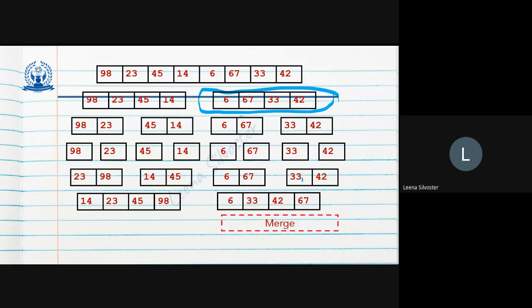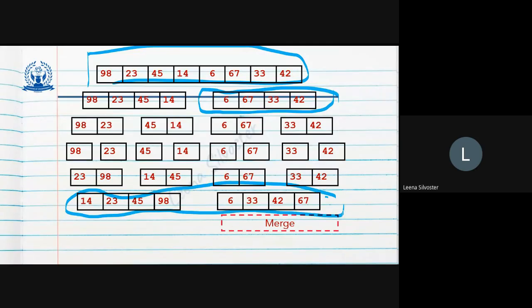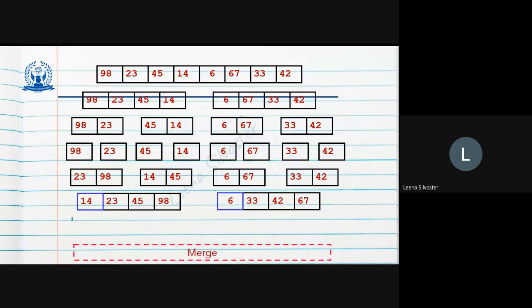Okay. Now what is the next step? Actually, here we are having 8 elements. We had divided into 4 element sets. Now we got two 4 element sets. So we have to combine these two 4 element sets. So how will you combine it? So we have to merge these two sets.